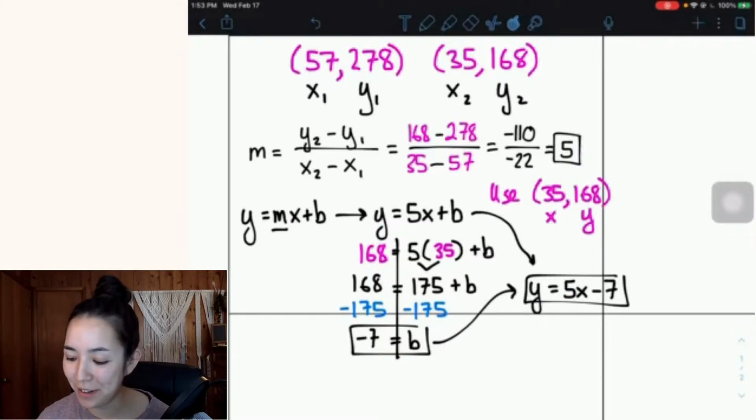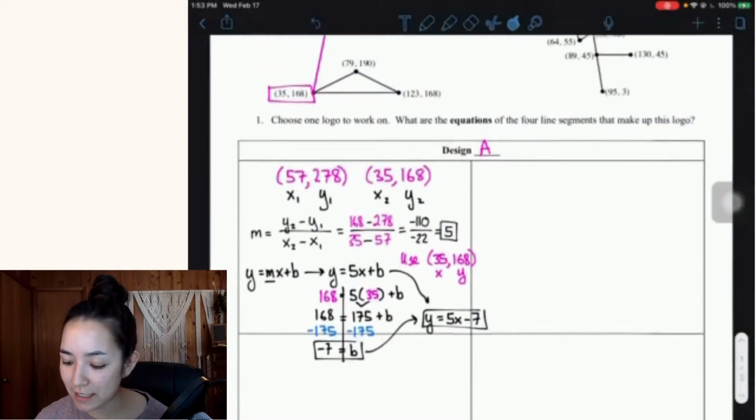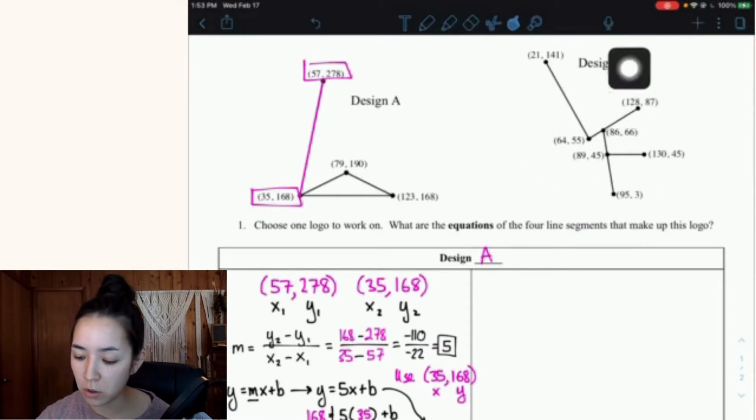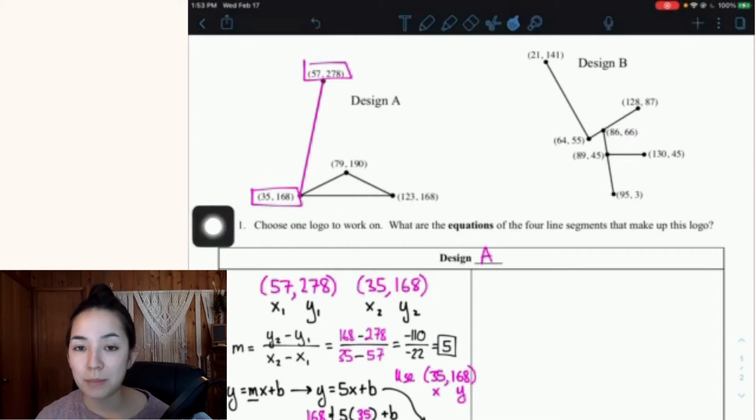Tomorrow I will post solution guides to both logo designs so you can check your work. Because I'm not here right now. But you guys need to find either all 4 equations for design B or all 4 equations for design A. Make sure to use a calculator and to check your work.